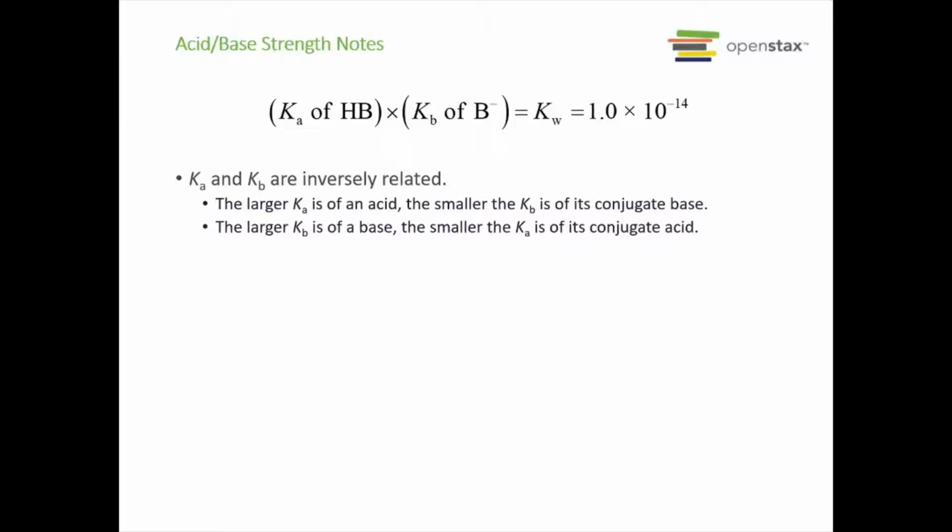So Ka and Kb are inversely related. The larger the Ka is, the smaller the Kb, and vice versa. If you were to take the Ka of your acid and multiply it times the Kb of its conjugate base, you get Kw.